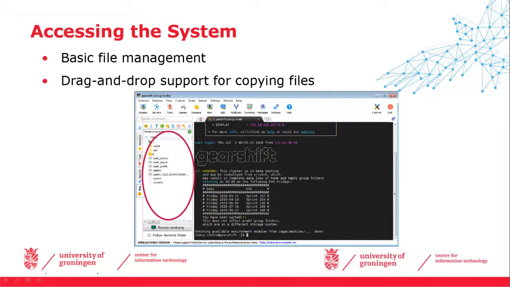where with the upload button, you can select a file on your own machine and upload that to the cluster. With the download button, you can select a file on the Gearshift cluster, and then it will start downloading that file from the cluster to your local PC.